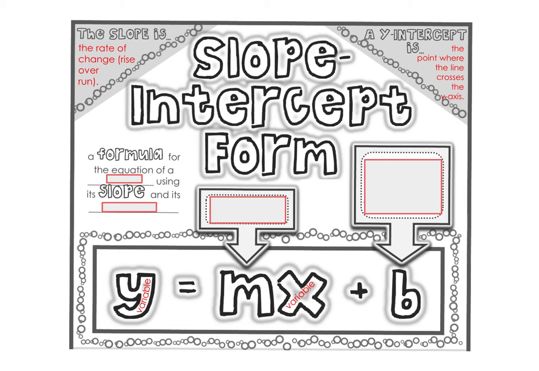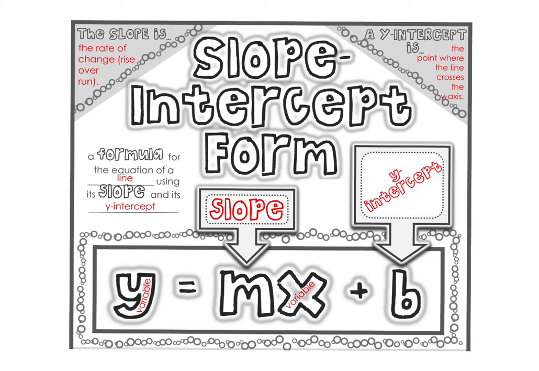The formula for the equation of a line using its slope and its y-intercept. This is what slope-intercept is. Where the standard form just puts your x and y on the same side with a constant, the slope-intercept form is written as an equation of the line that uses the slope and the y-intercept specifically. In y equals mx plus b, the m represents your slope, and the b represents your y-intercept.